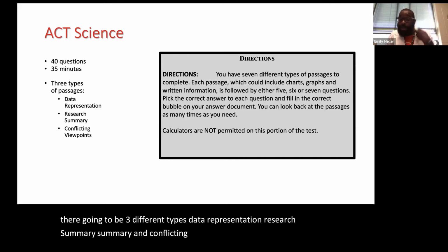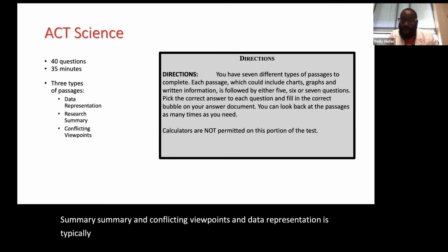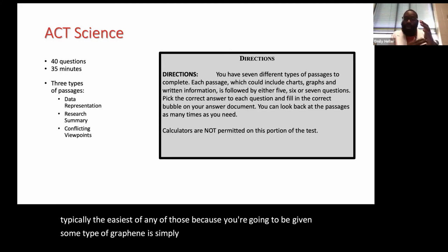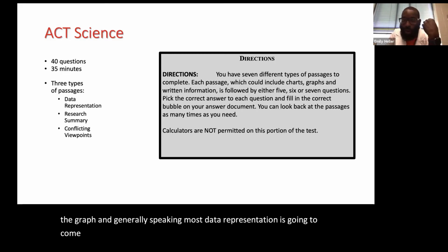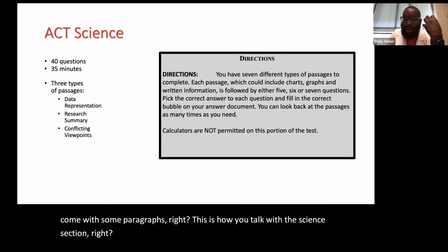And data representation is typically the easiest of any of those because you're going to be given some type of graph, and it's simply you looking at the graph and analyzing the graph. And generally speaking, most data representation is going to come with some paragraphs, right? This is how you tackle the science section, right? Because all the data is there.